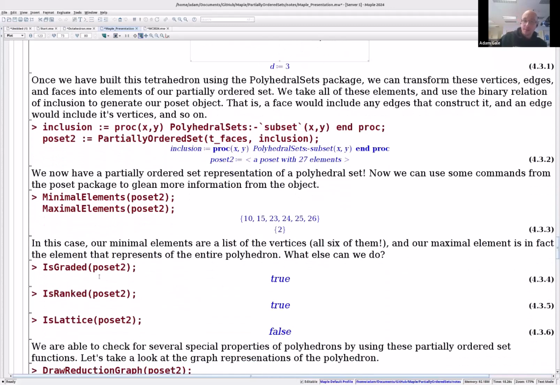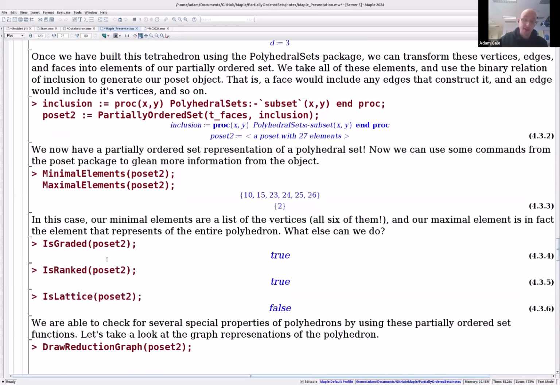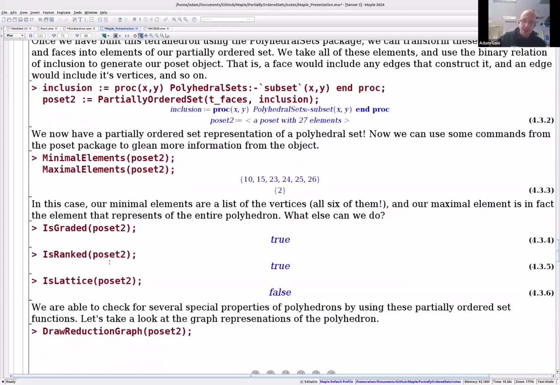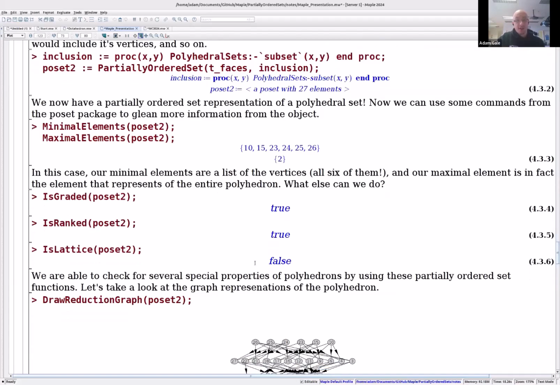What else can we do? Well, once again, we can use these commands to find attributes of the polyhedral set. We can find out whether it's graded, whether it's ranked, or whether it's a lattice. We're able to check for several special properties using these partially ordered set functions. We can also use the graph representation of the polyhedron.